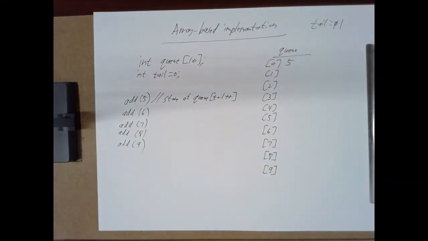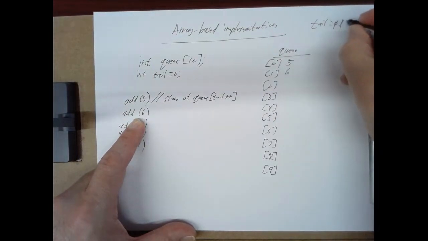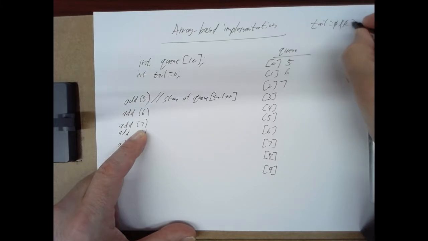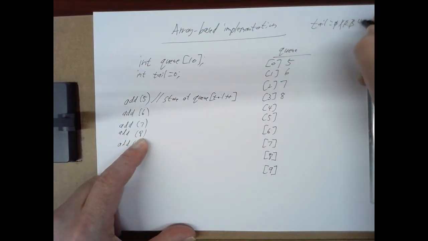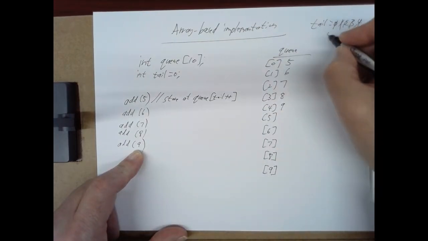So I'm going to do 5 adds to our queue. When we say add 6, we'll store at the index given by tail, increment tail. Add 7 stores at index 2, increments tail. Add 8 stores at index 3, increments tail. Add 9 stores at index 4, increments tail.